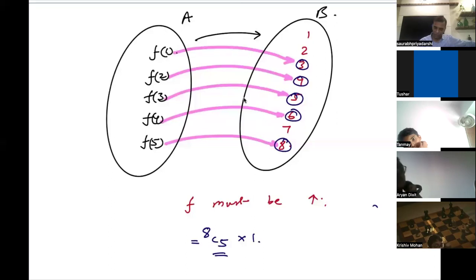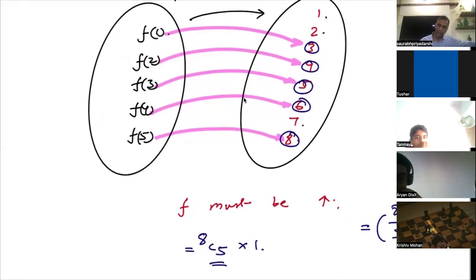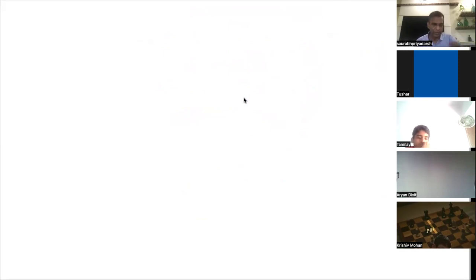This is not factorial 8 by factorial 5. Obviously, we have to divide this by factorial 3 also, right? These 3 are not arranging, right? We are not touching them, right? We are not arranging all this thing, right? These 3 are not involved in this, right? Is this okay? Right?